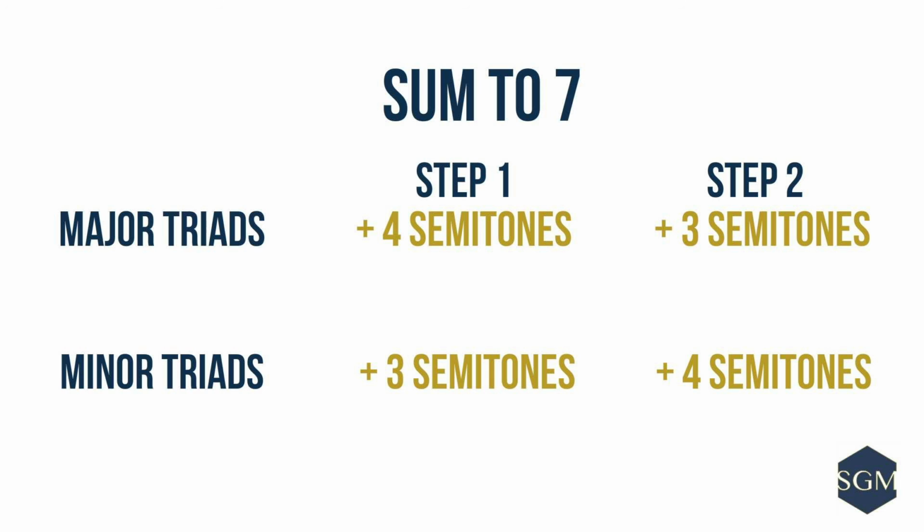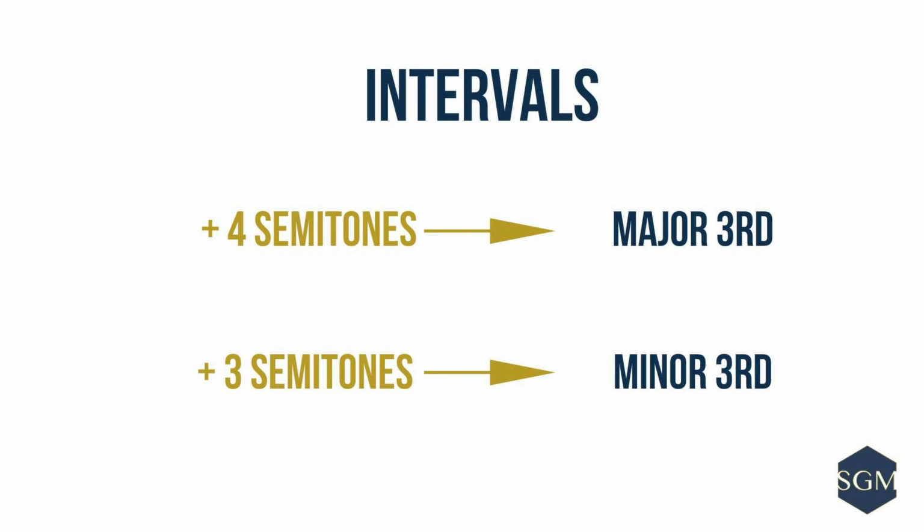Easy. Now if you're into intervals, 4 semitones give you a major third, and 3 semitones give you a minor third. Watch out for our video on intervals if this confuses you.